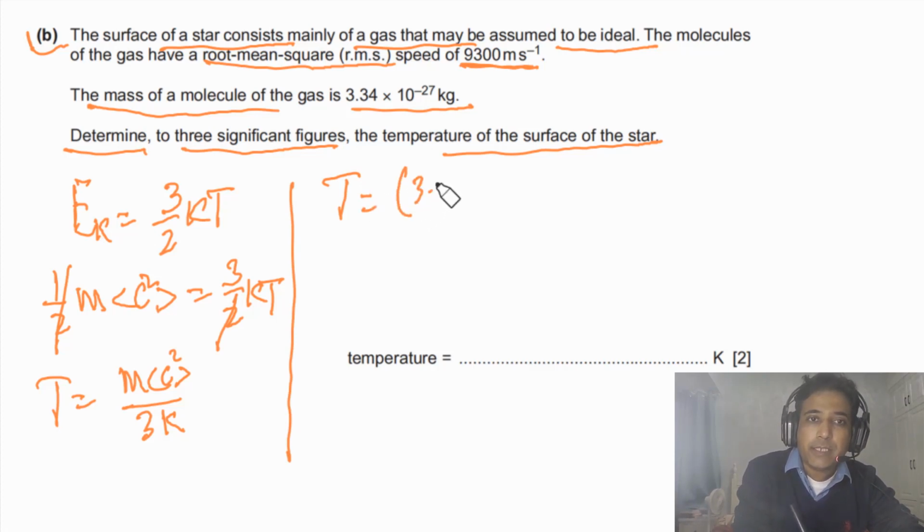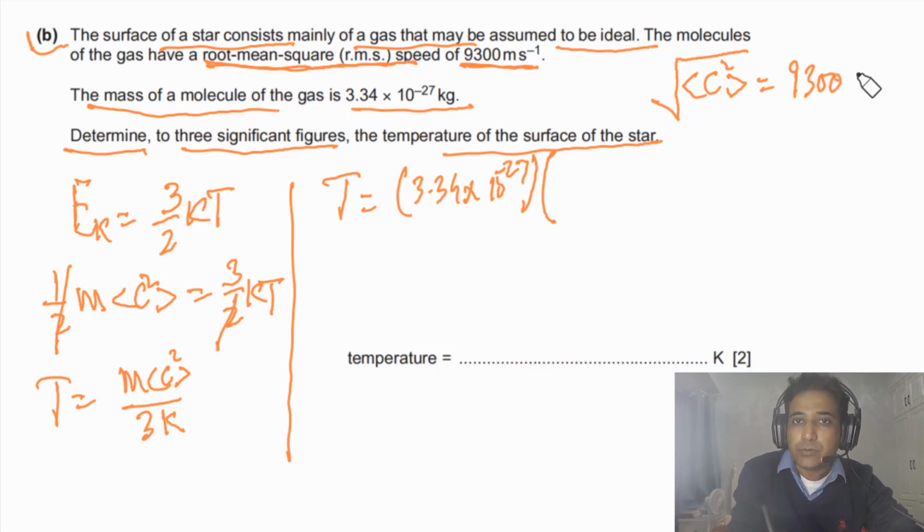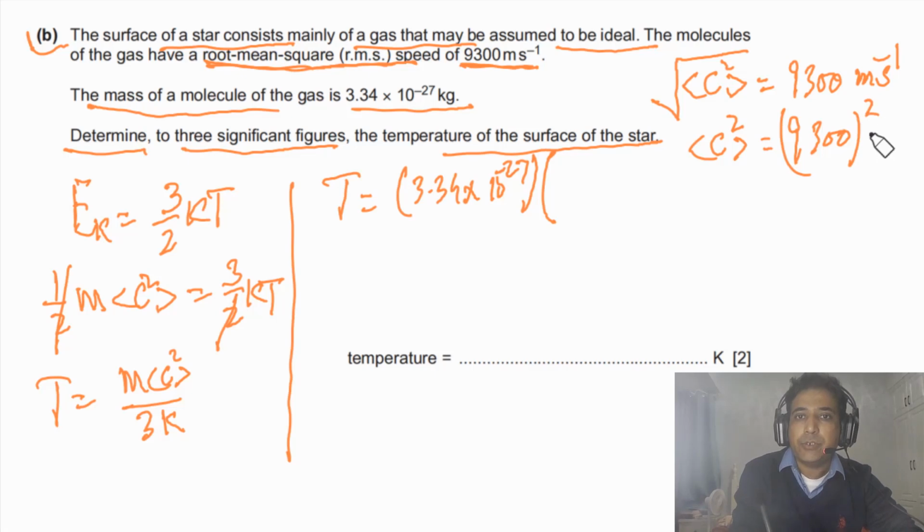We have the value of mass, that is 3.34 times 10 to minus 27 kg. We need to be careful with units, and this is the root mean square speed. So if we have the mean square speed, you take the root of that, and that is given to you as 9,300 meters per second. Now if we take the square of this one, we will get the mean square speed, which will be 9,300 squared, in meter squared per second squared. Now we can plug in here.